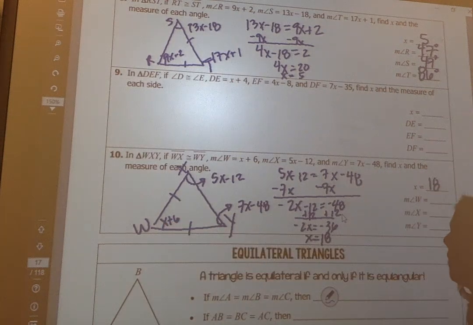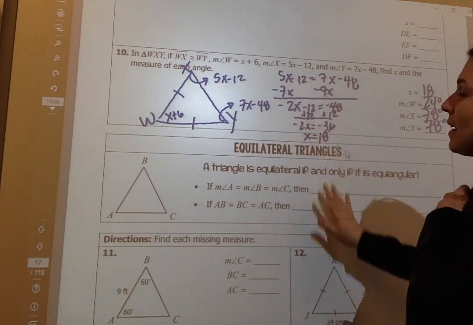18 plus 6 is 24. So angle W is 24 degrees. And then you can complete it. These guys would make it 180. 180 minus 24 is 156. 156 divided by 2 is 78. I think that's 78 degrees. You may want to check my math on that, but I think that's it. All right, so that's isosceles triangles.